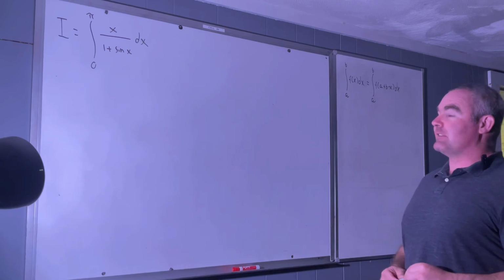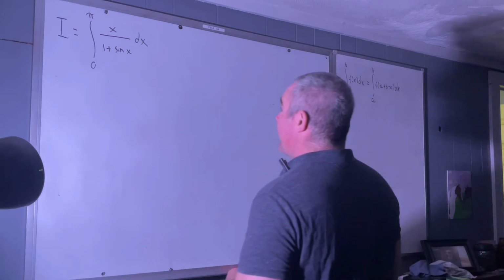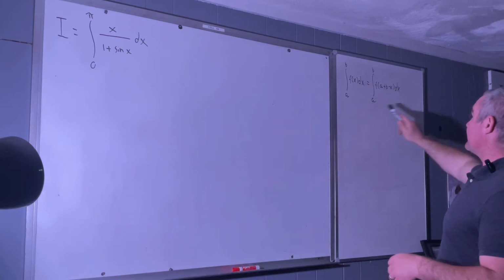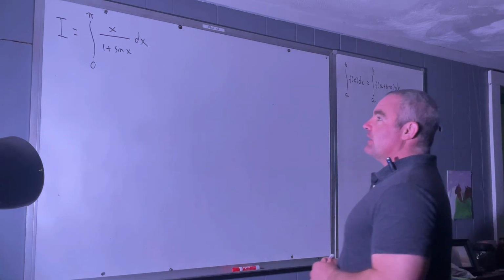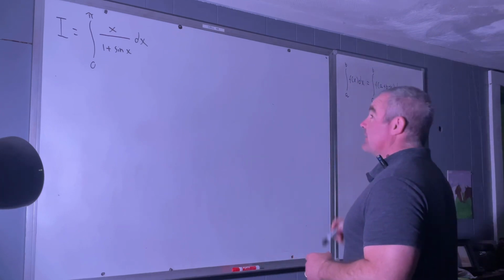Today we're going to be solving an integral using King's property. No Feynman integration today. King's property is this thing, very easy to prove with a direct substitution. So let's get started. The first thing we're going to do is immediately apply King's property.